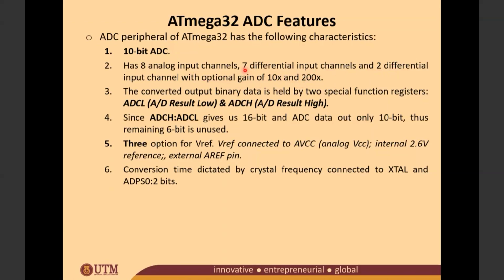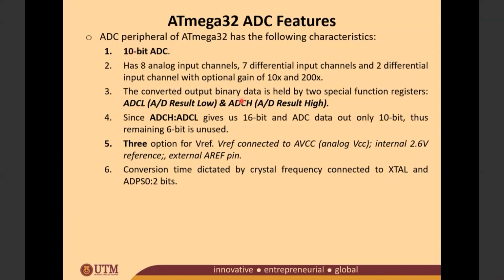Okay, later we'll see what is the single input channel and what is the differential input channel. Number 3, the converted output binary data is held by 2 special function registers. After you do the D out, since it is 10 bit, one register only consists of 8 bit data. Since it is 10 bit, you need a total of 2 registers to accommodate this 10 bit. One register is not enough, because you have a remaining 2 bits more.